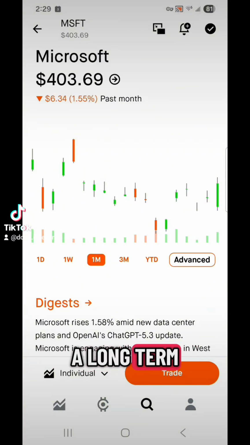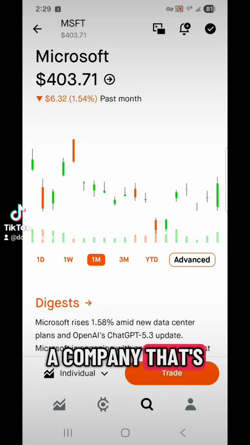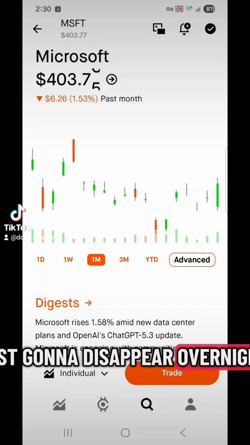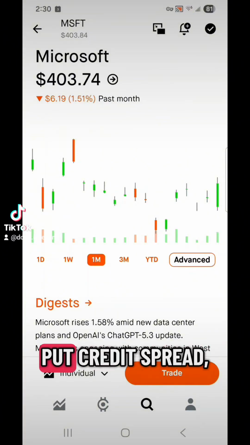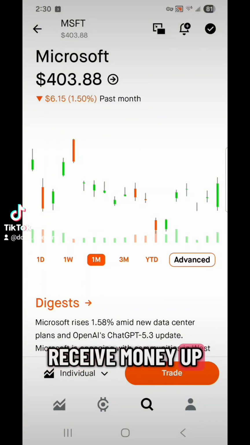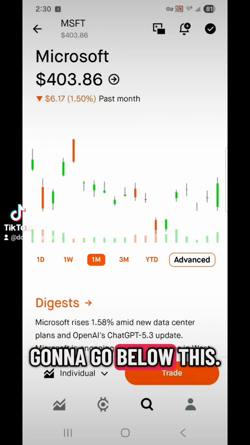And I have a long-term belief that Microsoft will go up in price, and it's not a company that's just going to disappear overnight. So I think I'm going to be bullish on this. So that's why I'm doing a put credit spread. Receive money up front with certain strike prices to say I don't think it's going to go below this.